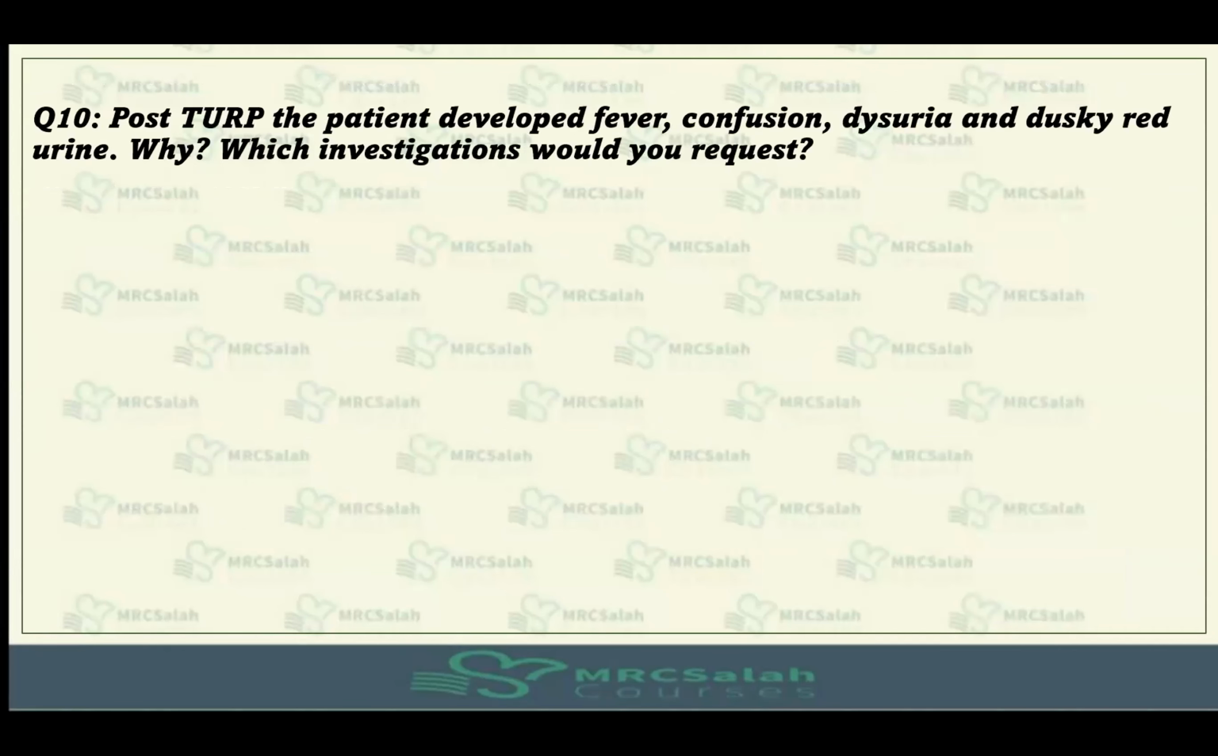Okay, post TURP, the patient developed fever, confusion, dysuria, and dusky red urine. Why? It could be a UTI, urinary tract infection. Yes. Which investigations would you request for this patient? Laboratory tests like CBC, inflammatory markers, urine general and urine cytology. Yes, great.